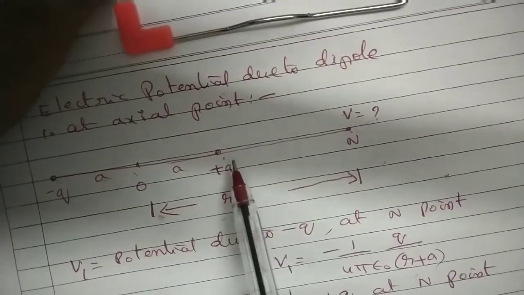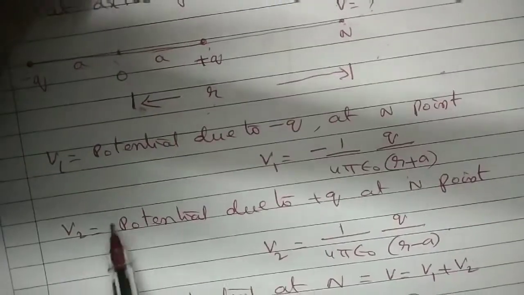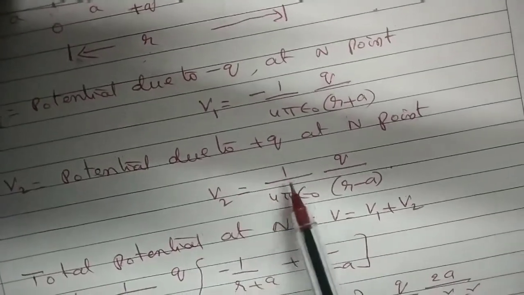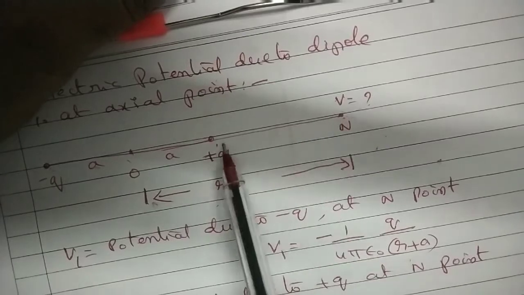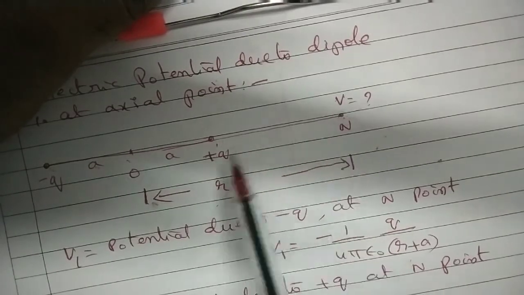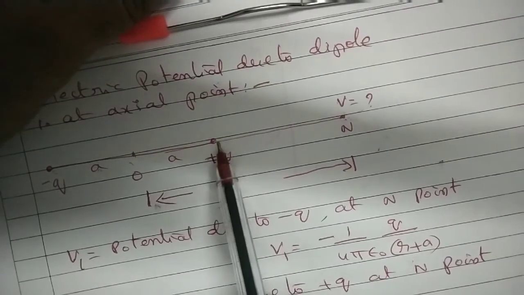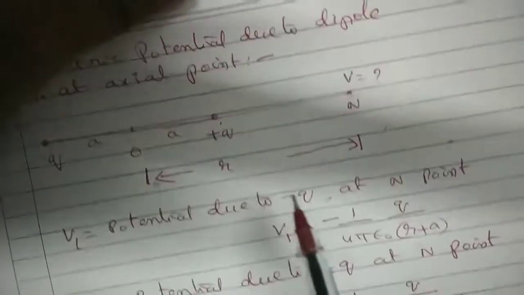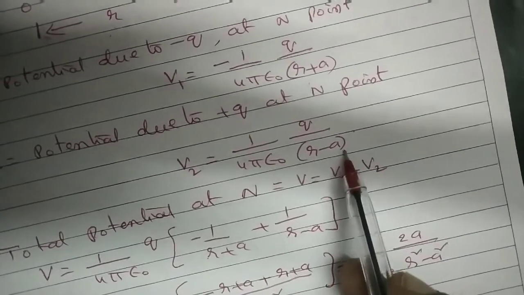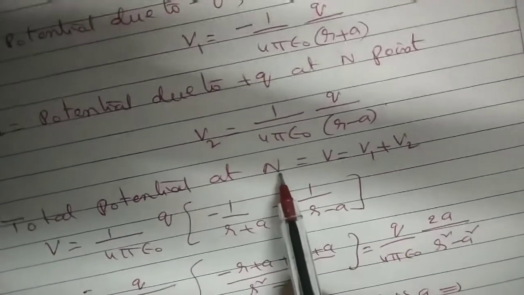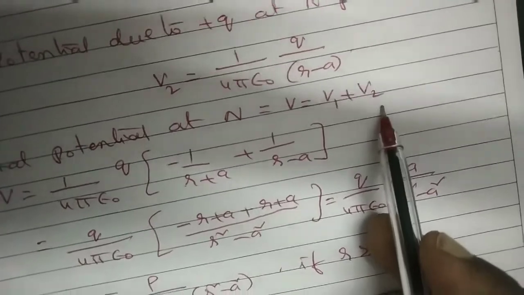Similarly, the potential due to the plus q charge is V2. V2 is equal to 1 by 4 pi epsilon 0, q by the distance of the point from plus q. From center to that point the distance is r and this distance is a. So from plus q to the point, the distance is r minus a. Then the total potential at point n, how much? V equals V1 plus V2.